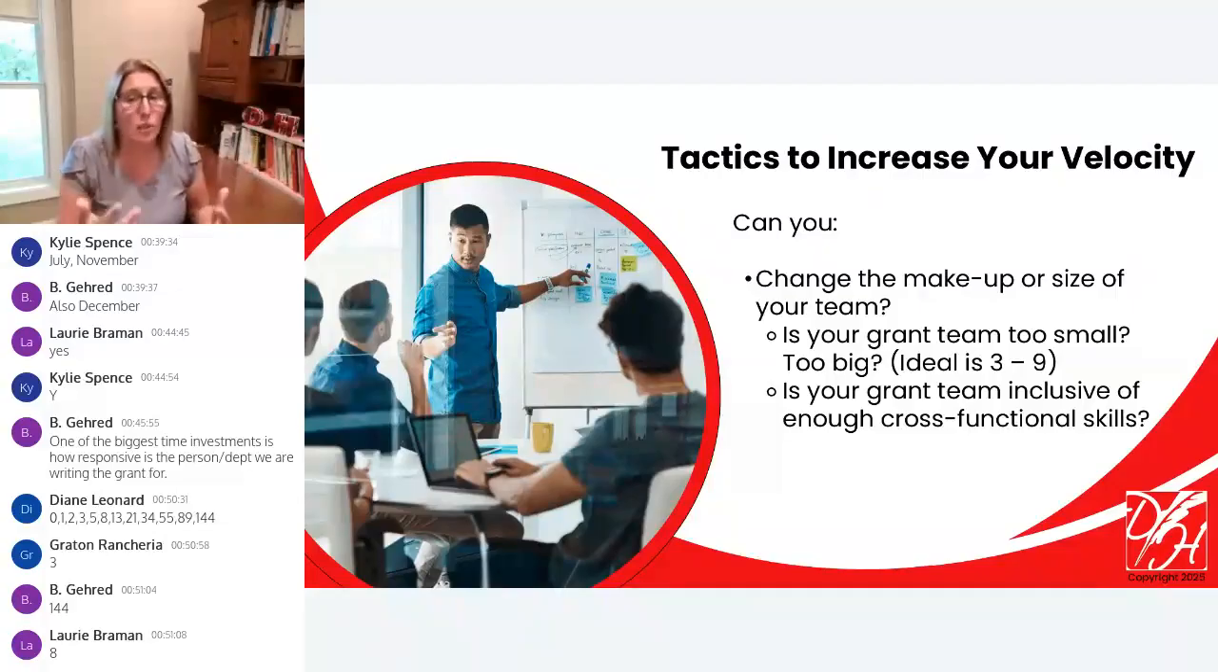In addition to that exercise, should you choose to take that on as one of the things you want to try, here's some other ideas. If you're trying to change how many grant applications you get out the door, you can ask yourself if your team is the right size. The ideal team is 3 to 9 people.